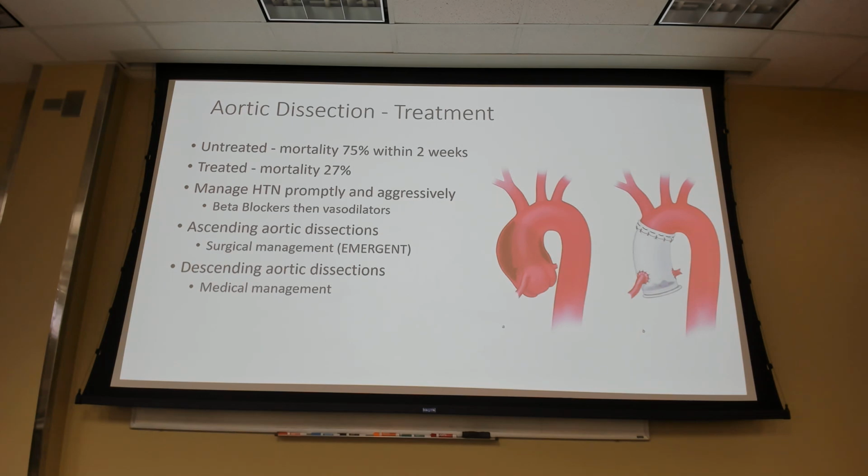And then emergent surgical management for those ascending ones like I talked about, so that's typically your Stanford A. And then the descending aortic dissections, we can usually medically manage them versus surgical, but acutely we typically don't need to take them urgently to surgery. So the descending is a little bit better outcome.